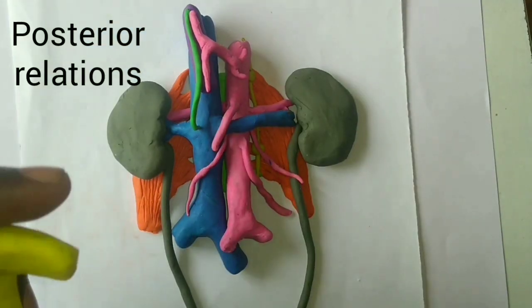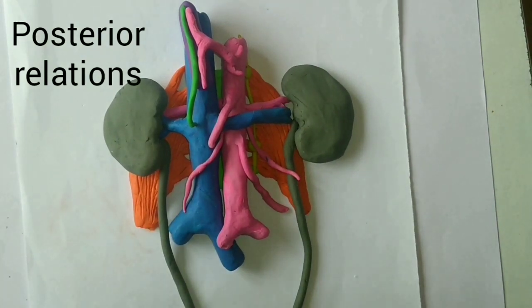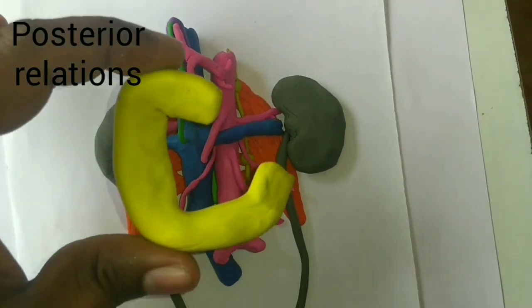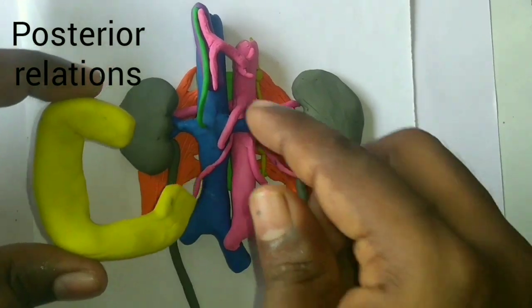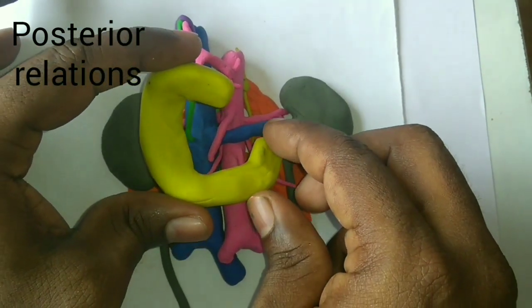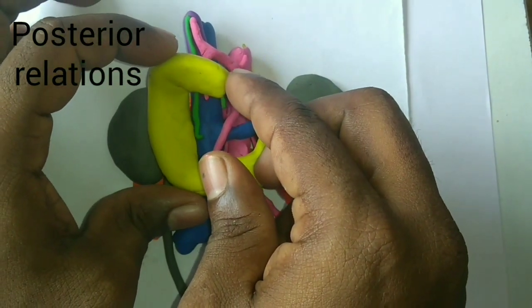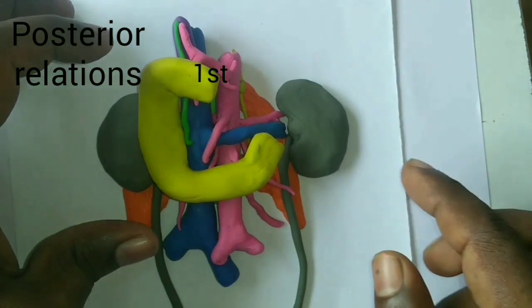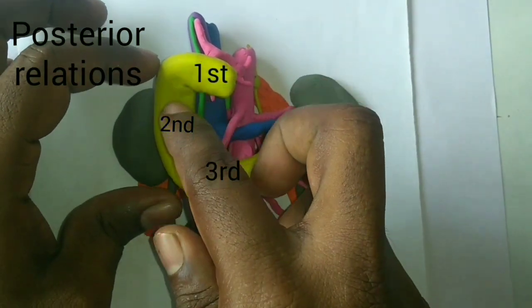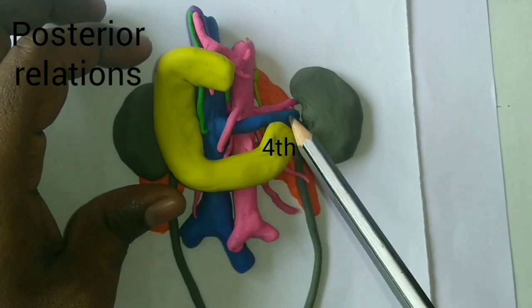Now we'll orient the relations of these structures with the duodenum. See, this is actually the C-shaped duodenum. This duodenum will be between the vertebral levels L1, L2 and L3. So it will be placed like this over all these structures. This is the exact position of the duodenum. This is the first part, the second part, the third part, and this is the fourth part of the duodenum.